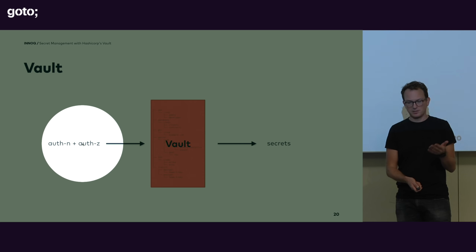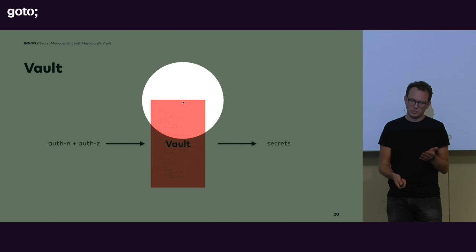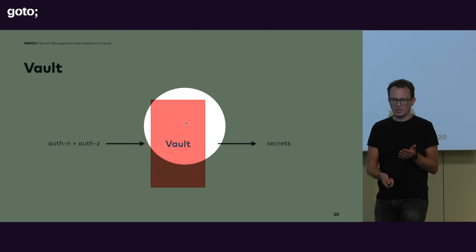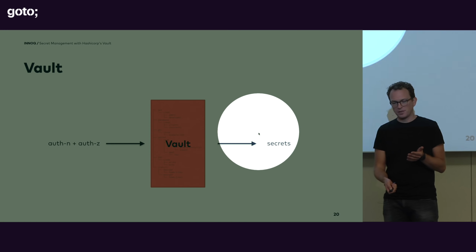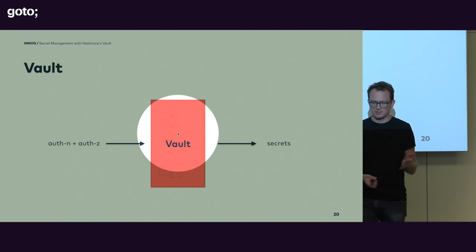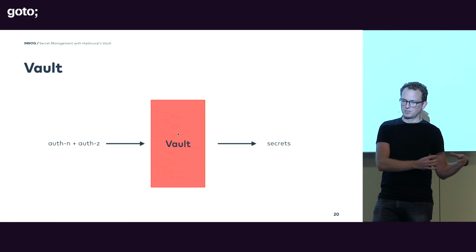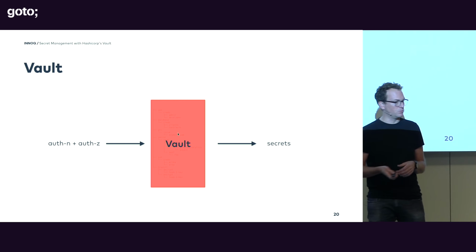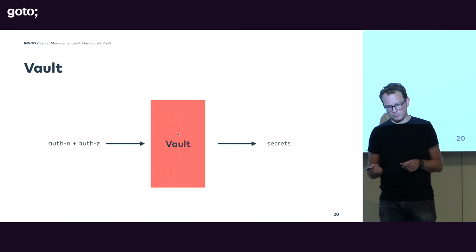You authenticate and authorize somehow. And then there's this thing in the middle, which is the Vault process with the REST API. And on the other end, Vault gives you secrets. If this was the only thing it does, you just changed one set of secrets against another set of secrets and wouldn't win a lot here.